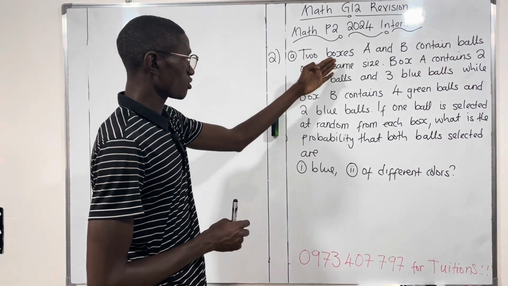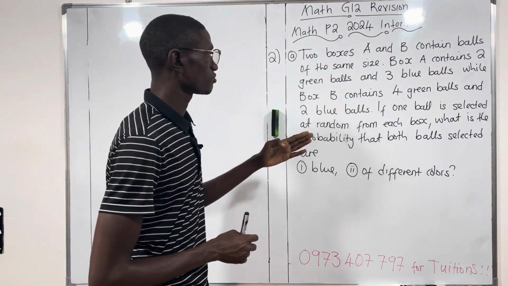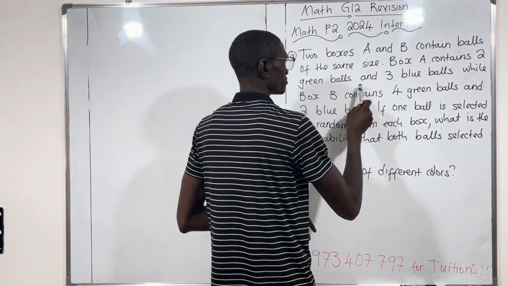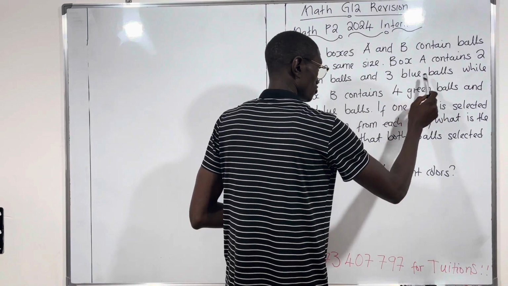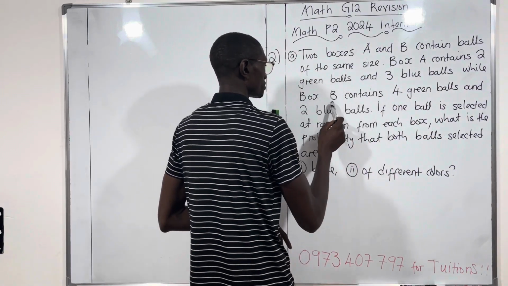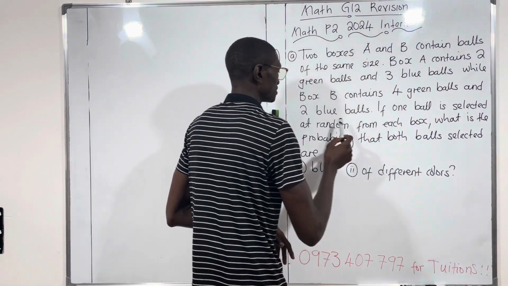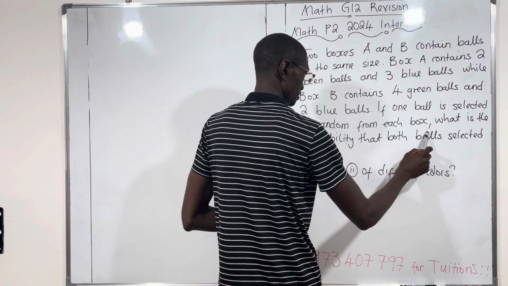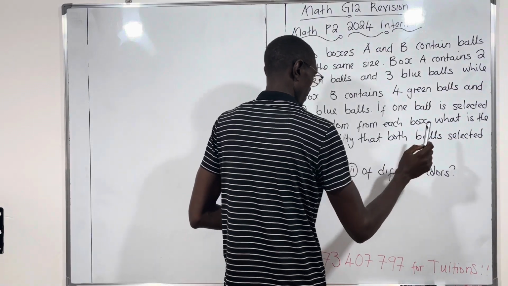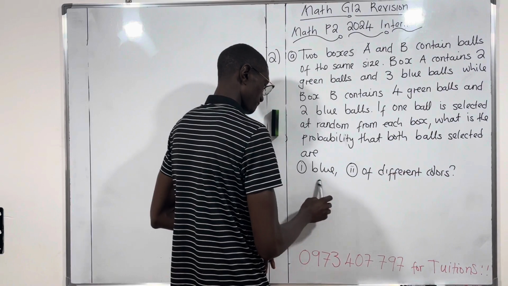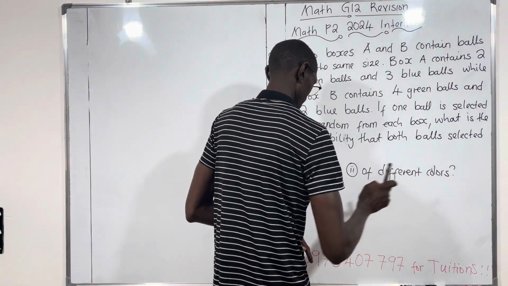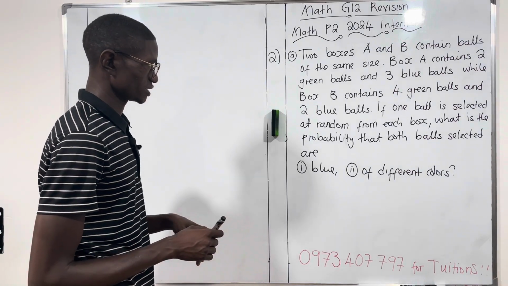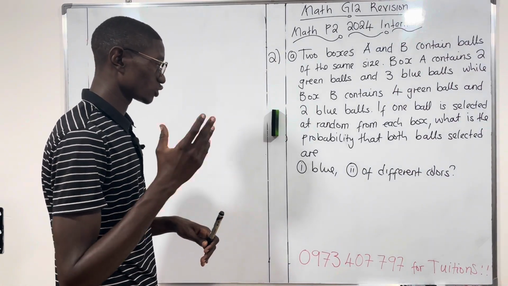So the question says 2 boxes, A and B, contain balls of the same size. Box A contains 2 green balls and 3 blue balls, while box B contains 4 green balls and 2 blue balls. If one ball is selected at random from each box, what is the probability that both balls selected are of different colors? So we need to take note of the information that has been given to us in the question. We have 2 boxes, 2 containers.